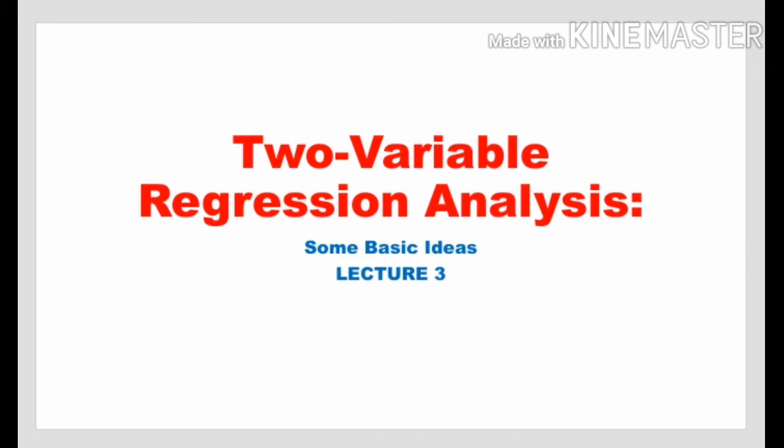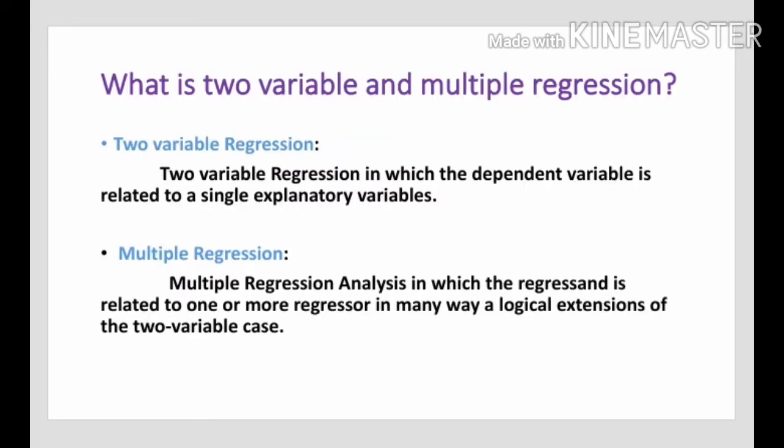What is two variable regression and multiple regression? Two variable regression is one in which the dependent variable is related to a single explanatory variable. Multiple regression analysis is one in which the regressand is related to one or more regressors, in many ways a logical extension of the two variable case.